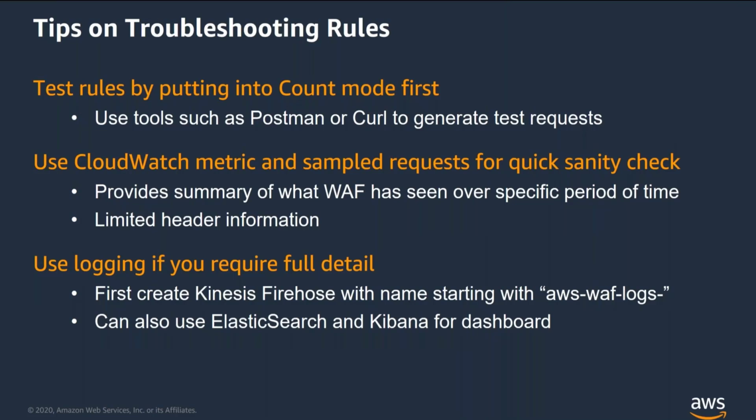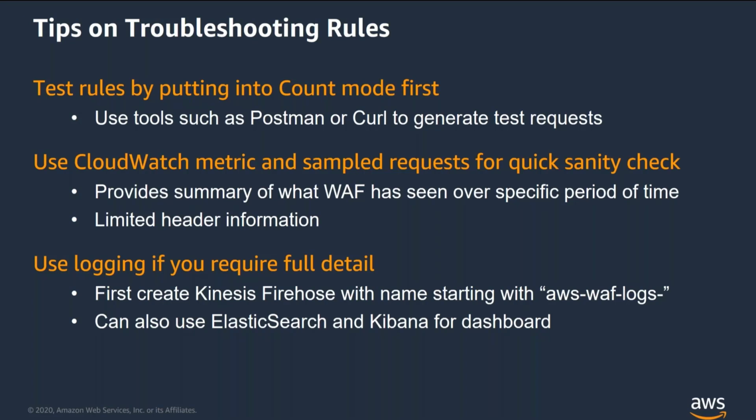So here are some tips on how you can troubleshoot your rules. First, test the rules by putting them in count mode first. You can use tools such as Postman or curl to generate test requests. Or if you have an environment set up properly, you may want to try replaying the request to the web ACL for testing purposes.